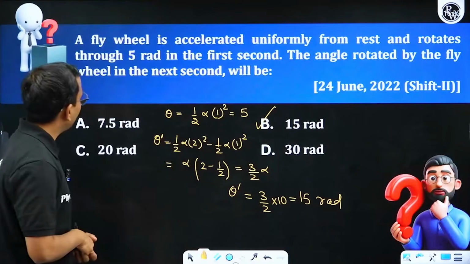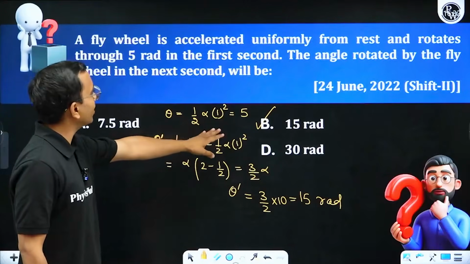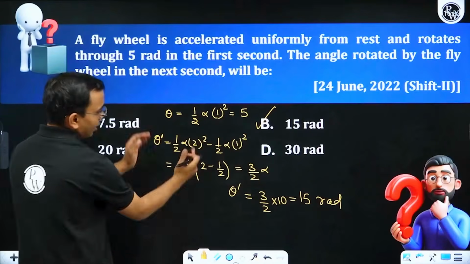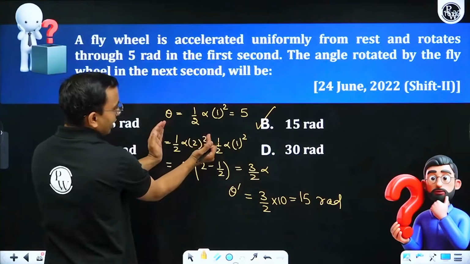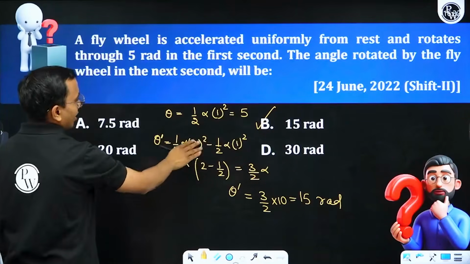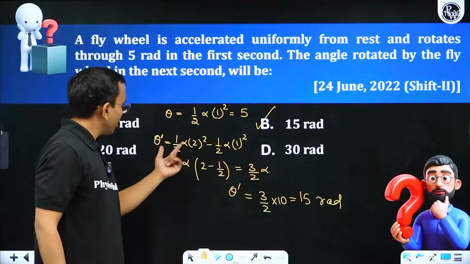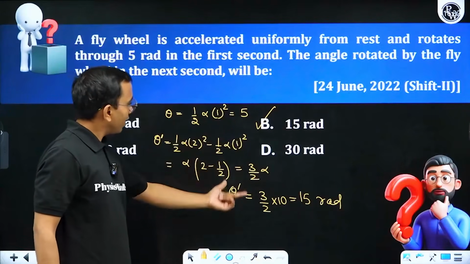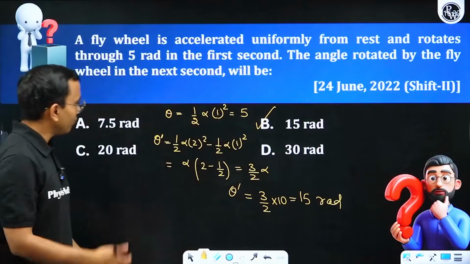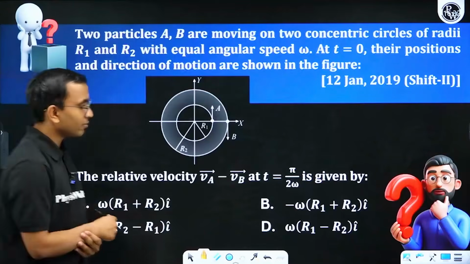Okay. Let us see if we made any mistake. For 1 second first, theta is equal to half alpha t square, that is 5. For the second second, we have to find the total angular displacement in 2 seconds minus that in the first second. So half alpha into 2 square minus half alpha into 1. So this will become (2 minus 1) by 2, 3 by 2 alpha. Alpha from here is 10. So if you put 10, this will become 15 radian. That is option B. Yeah. Okay.